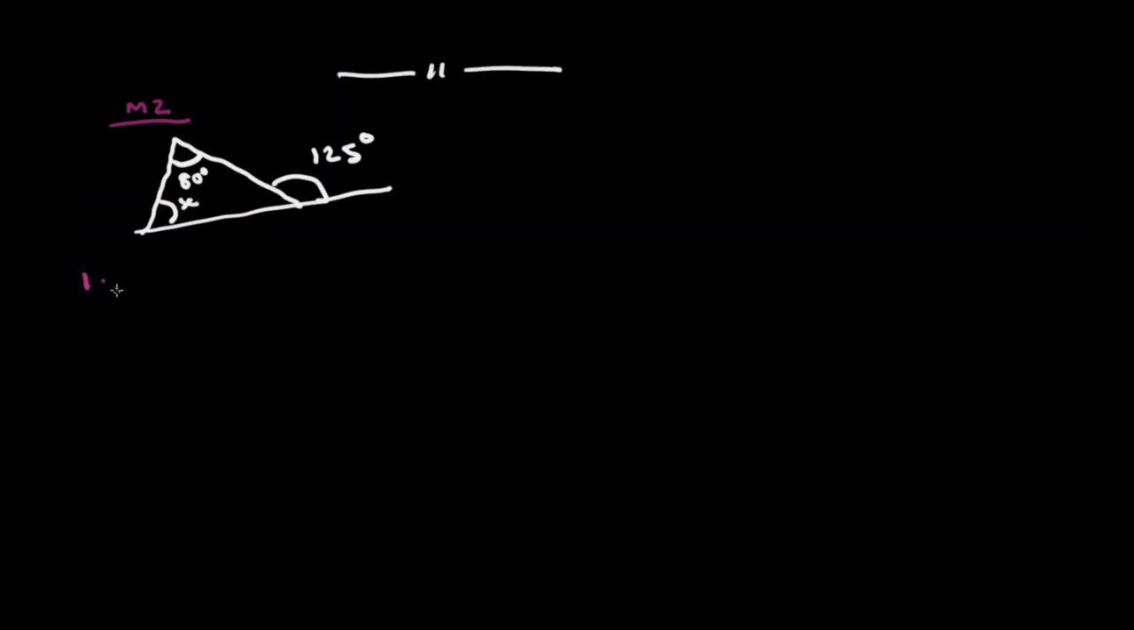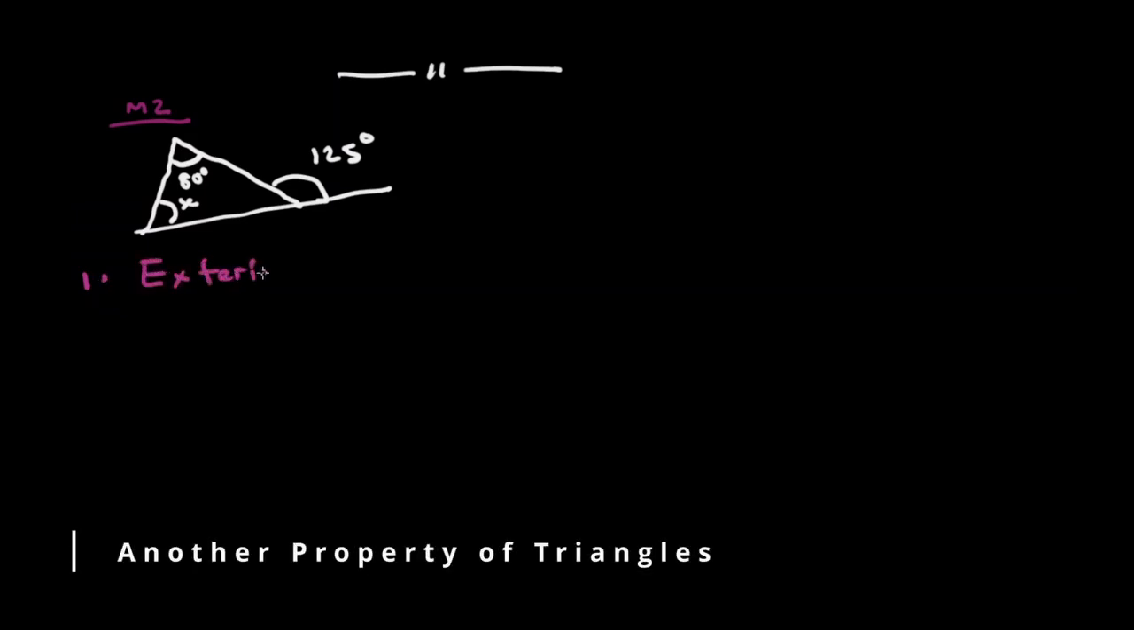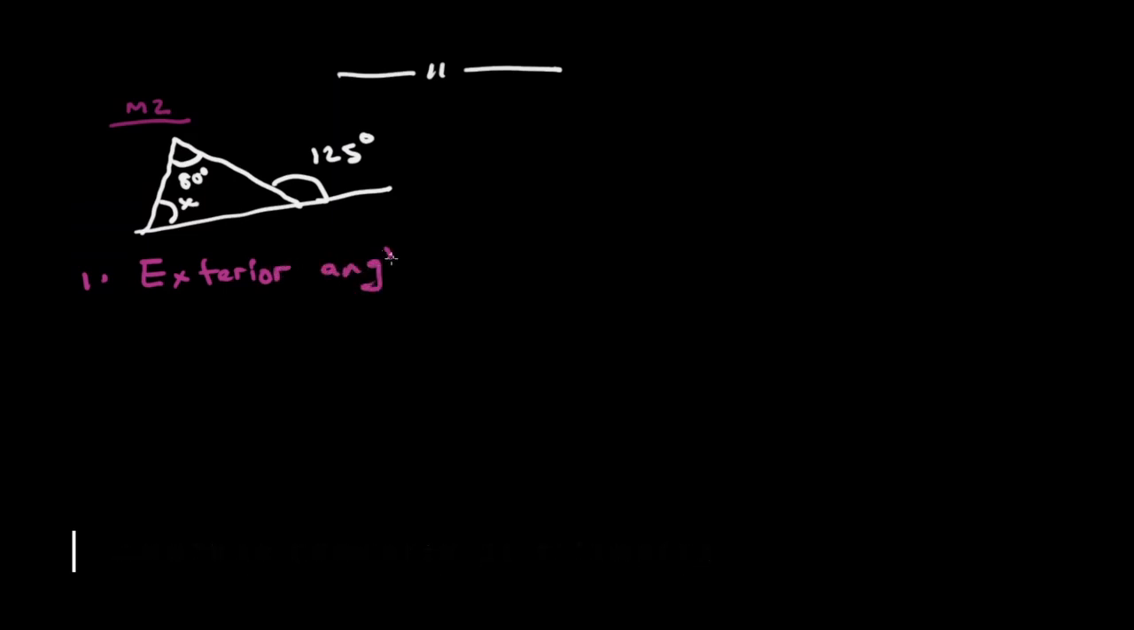The fact we should appreciate here is that an exterior angle is equal to the sum of opposite interior angles. An exterior angle is equal to the sum of opposite interior angles. So what do we mean here? This 125 degrees, that's our exterior angle. It should be equal to the sum of opposite interior angles, that will be 80 plus x.